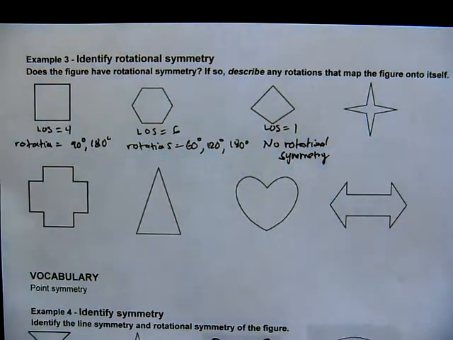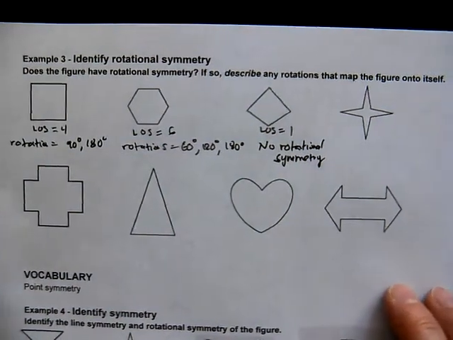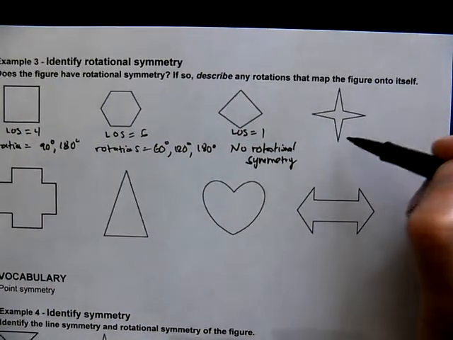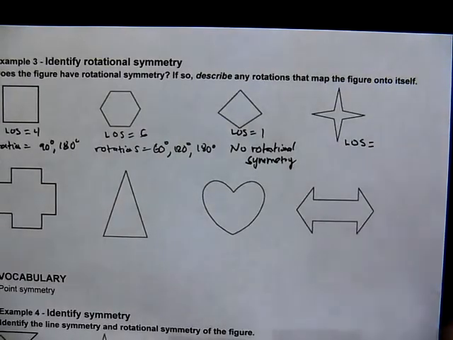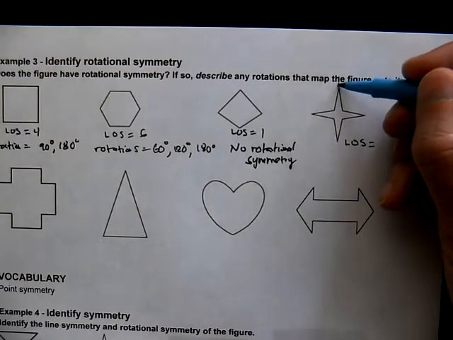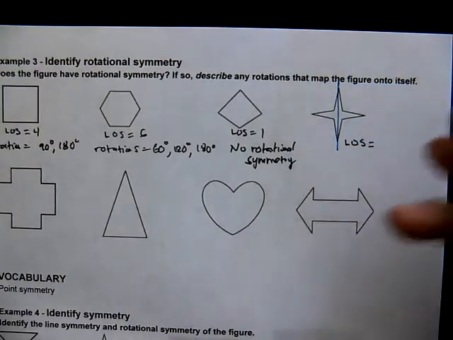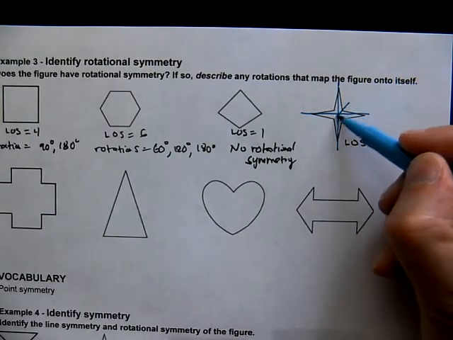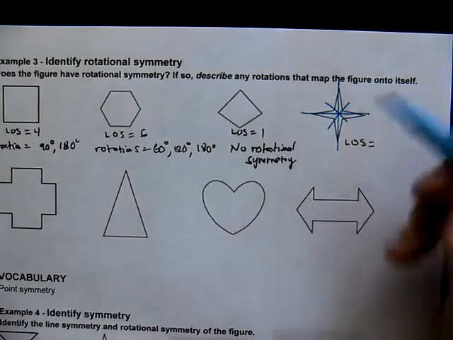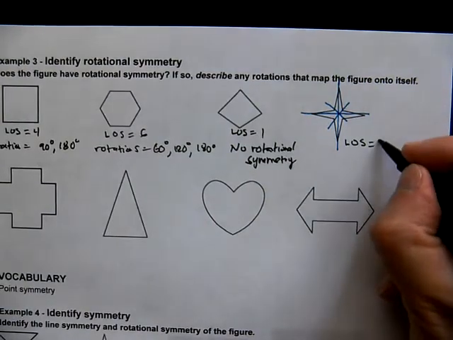Okay, so now for some of these other shapes. So let's take a look at this star. We have this 4-pointed star. We want to first of all determine the number of lines of symmetry. So let's see what we could do. We can draw this vertical line of symmetry, this horizontal, and then we could even draw these diagonal lines of symmetry. So it looks like we have 4 total.